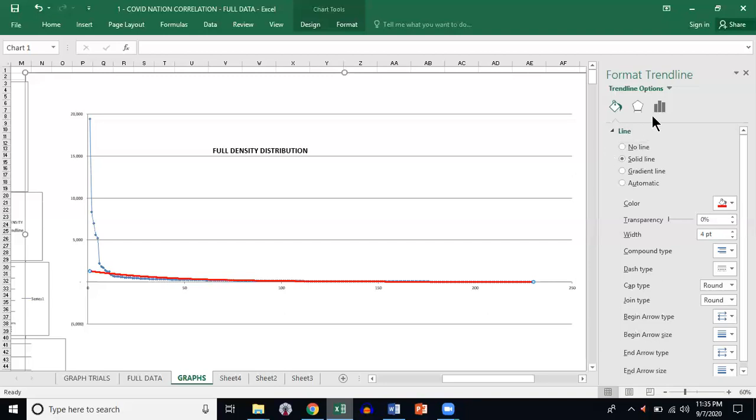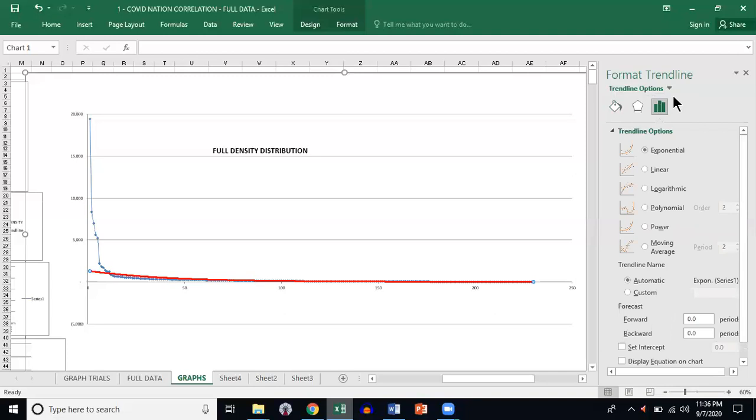Now let's go back to the trend line itself. This icon that shows the graph, 3 bars on a graph, gets us back to the options. If we choose exponential, there is a slight curving, but it doesn't pick up the values above 1000, which are all those dozen countries that have a density above 1000 persons per square kilometer. The red line doesn't define well the countries with the highest density.